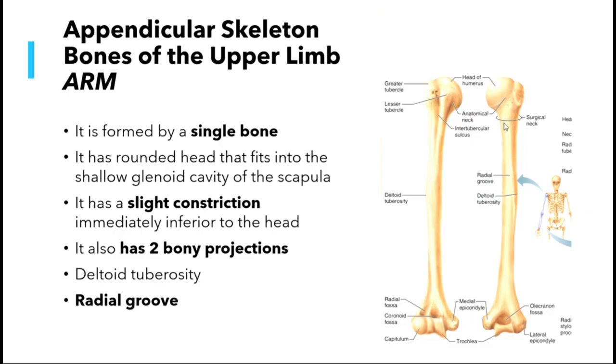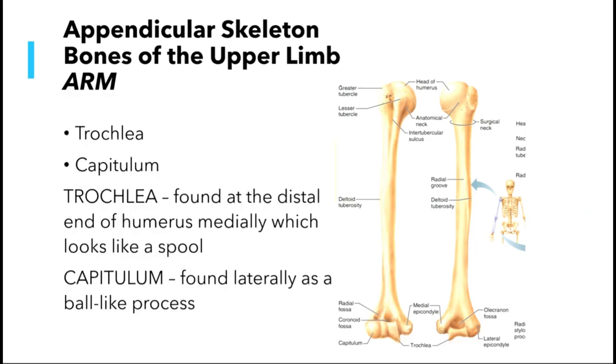You also have your radial groove, this one. So it's not that obvious, but we have a groove here, which marks the course of the radial nerve, which is an important nerve of the upper limb. Okay, so in your arms, you have your trochlea and your capitulum. So both your trochlea and capitulum are processes which articulate with bones of the forearm.